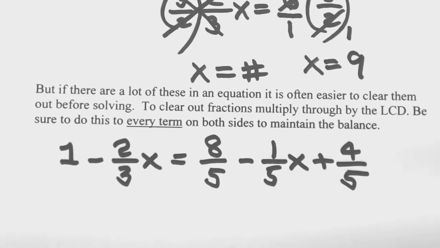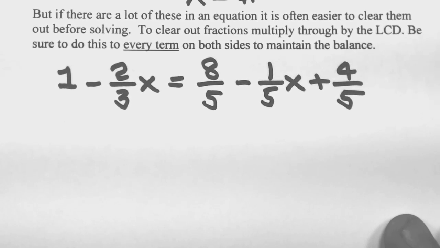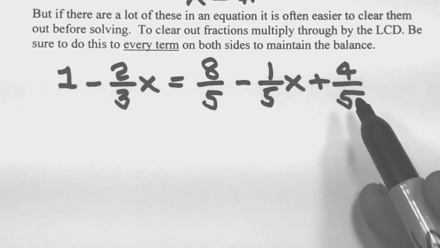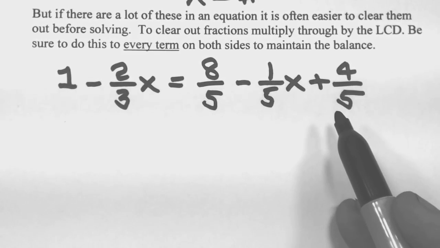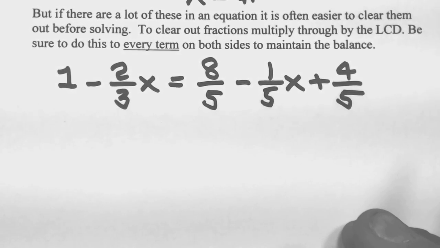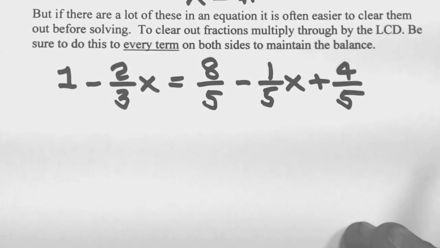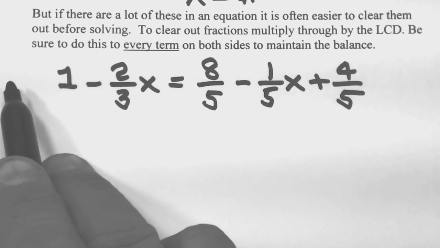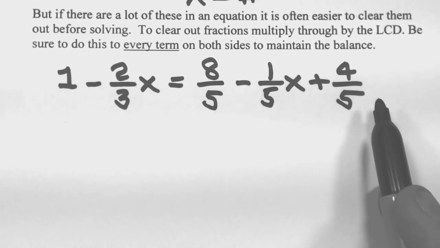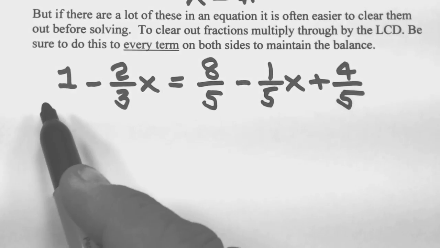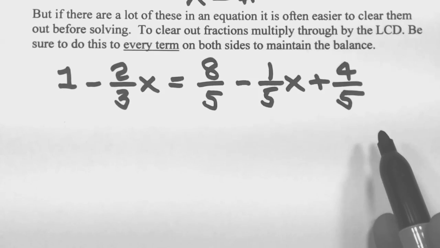But now, let's take a look at a case where it's a good idea to get rid of them. If there are a lot of fractions, and look at this one here, every term except the one out in front has a fraction in it, and they have different denominators, then the best thing to do is figure out what the LCD is and multiply through by it. This is how you clear them out. First, we're going to multiply both sides by the same thing, every term on both sides, which preserves the balance. And we want to make sure it clears out the fractions on both sides.